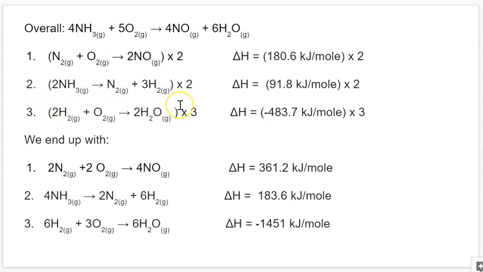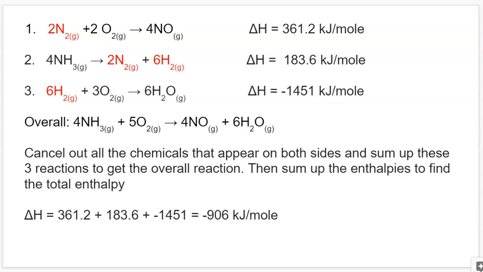For the second one, it's also going to be multiplied by 2 since I want 4NH3 and I had 2 in the original equation. And then the last one, since there's 2 waters and I need 6, I'm going to multiply that by 3. So then I end up with these now manipulated chemical equations. And hopefully, if we've done this correctly, they're all going to add up to make our final equation.